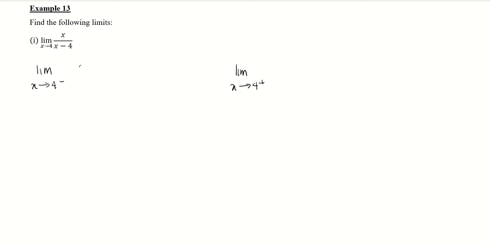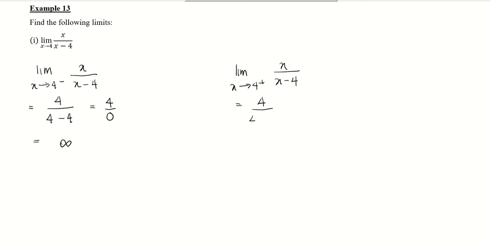The function is the same: here we get x over x minus 4, and this is also x over x minus 4. If we substitute the value 4 directly, we get 4 over 4 minus 4, which is 4 over 0, which is infinity. Also, approaching 4 from the right, we get the same thing: 4 over 4 minus 4, which is 4 over 0, which is infinity.